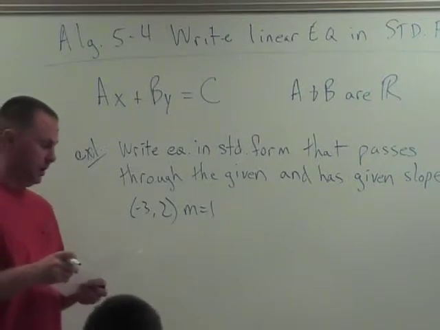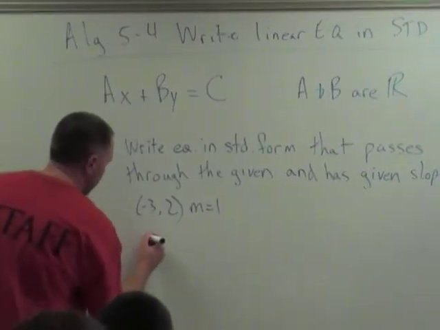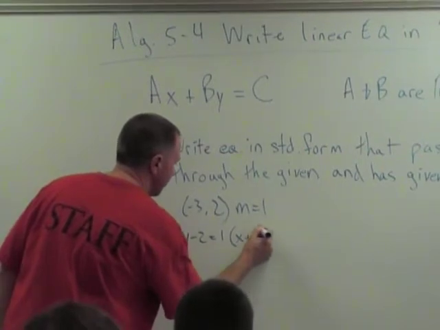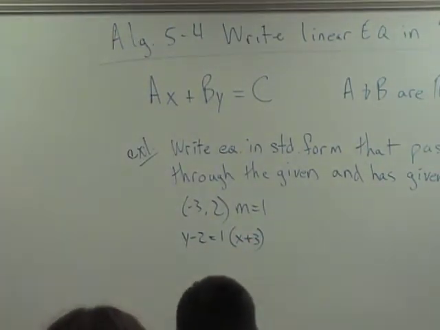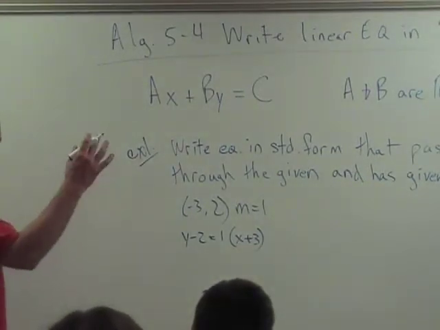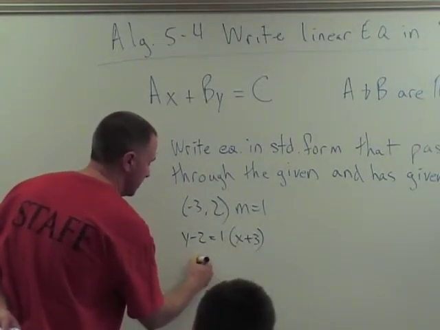So, if we put it in point-slope form, this is y minus 2 equals 1 times x plus 3. Does everybody agree? Yes. Now, you need to get all your x's and your y's together on one side of the equal sign, and the number that's all by itself on the right side. So, we distribute that, that's just x plus 3, right?